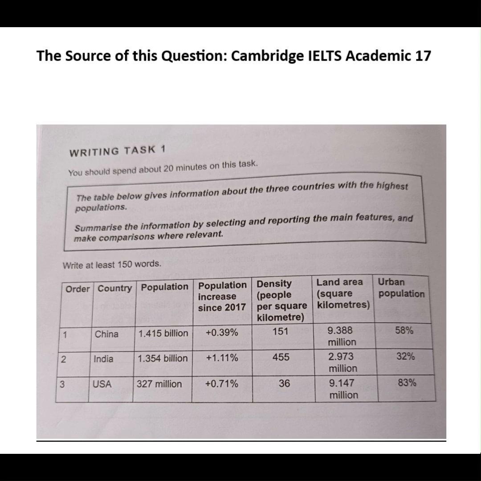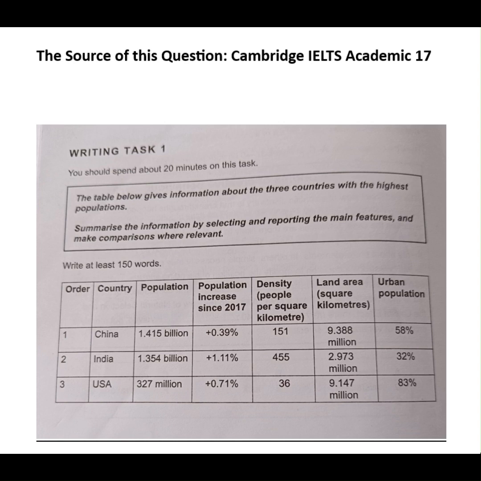Summarize the information by selecting and reporting the main features and make comparisons where relevant. Okay, here please notice 2 words, main features, mean broad trends. If the question is a big one, if the question contains much information, you take the broad trends. If the question contains a little information, take the most of the question. The next word is comparisons. That means similarities and contrasts. Wherever possible, you make comparisons, that means use similarities and contrasts.